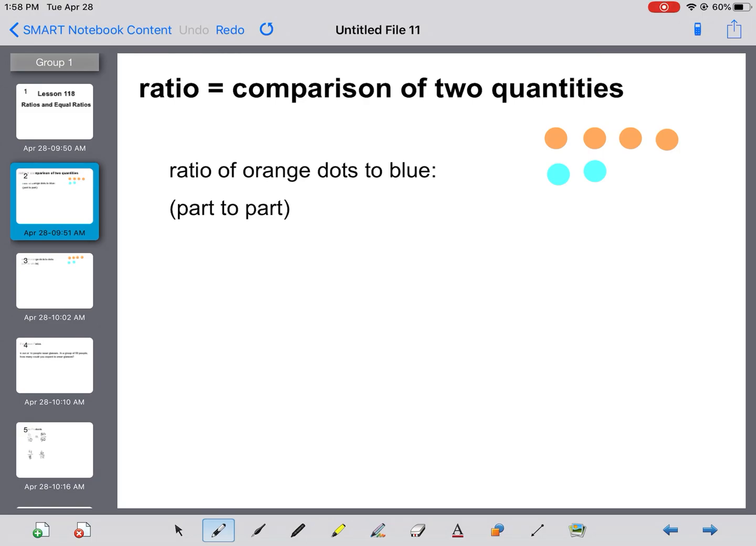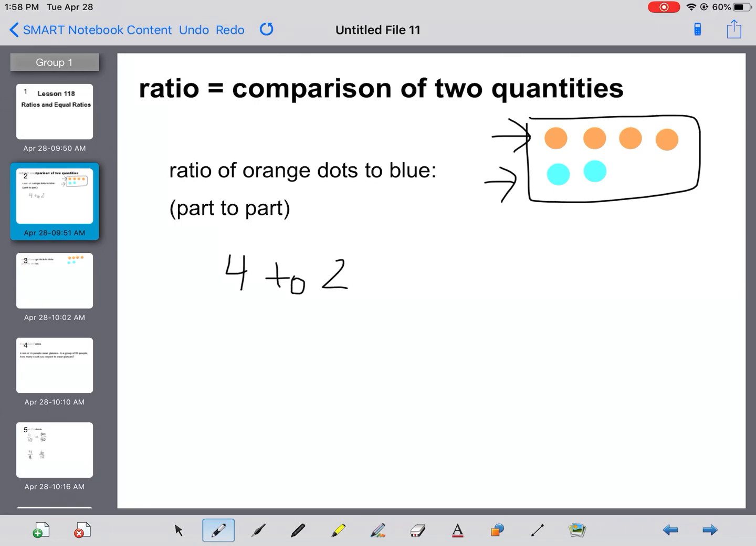So first we have to look at what is a ratio, and a ratio is just the math word for a comparison of two quantities or amounts. And I'm going to be using this little picture here of these dots to help us understand what a ratio is. So a ratio is really just a way to show a comparison. So what we have here are 4 orange dots and 2 blue dots. So I could show the comparison between those two amounts by saying I have 4 orange dots to 2 blue dots. That is a ratio, and that's one of 3 ways to show a ratio.